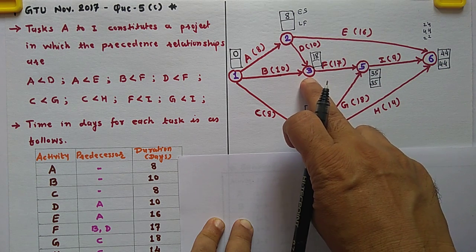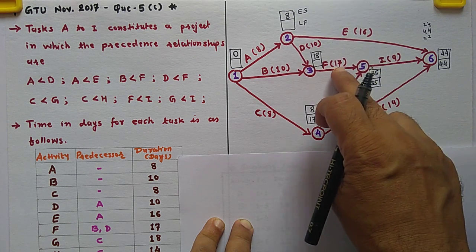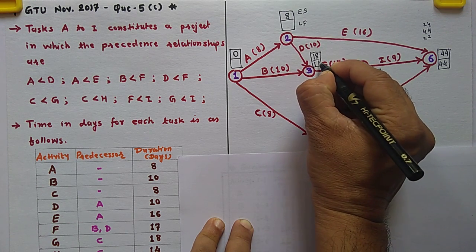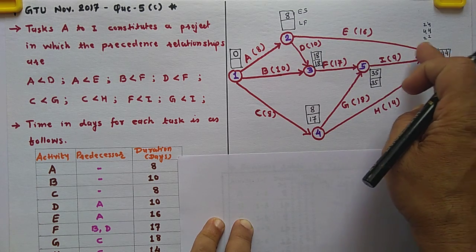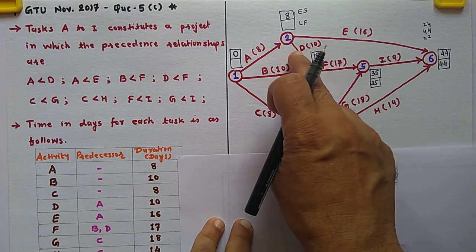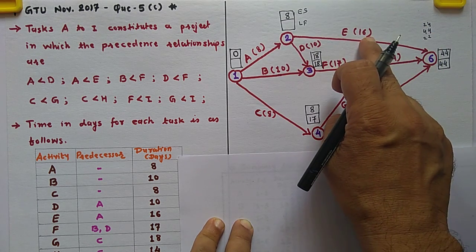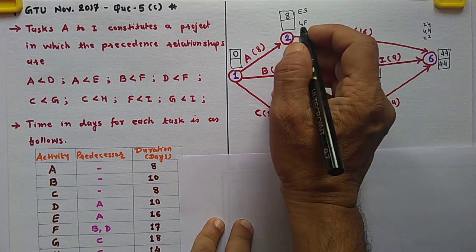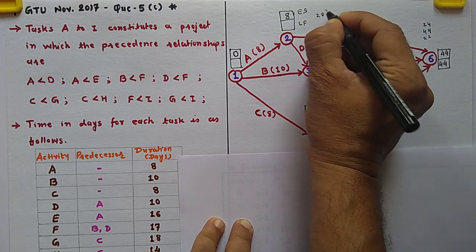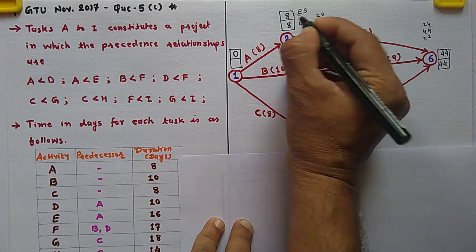for event number 3. Here only one activity is going. So 35 minus 17, so that is 18. Event number 2. Here two activities are going, this and this. So find out these two and take the minimum one. So 44 minus 16, so 28, and 18 minus 10, 8. So 8 is the minimum. So write down 8.